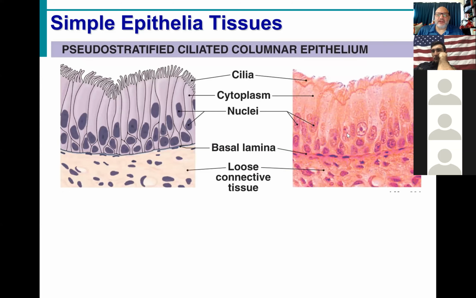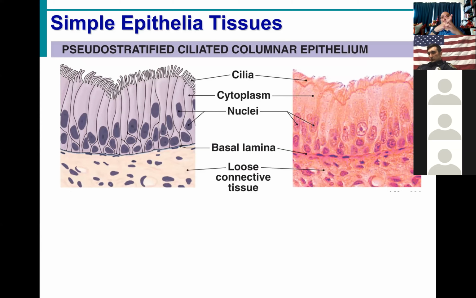Notice here, whether we look at the illustration or the actual light microscopy of it, notice the nuclei are all over the place. This looks like it is made up of multiple layers of cells, but it turns out it actually isn't. Instead, what we have are irregular shaped columns that are pointing in all sorts of different directions. So some are shorter, some are longer, some are pointed one way, some are pointed the other way.